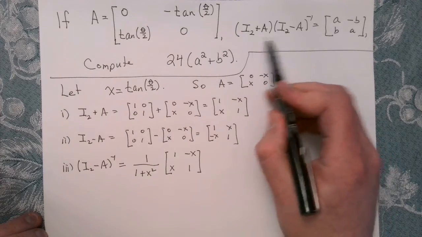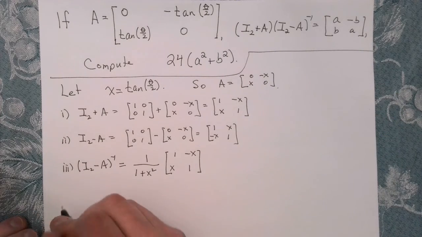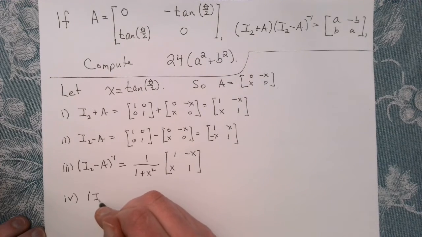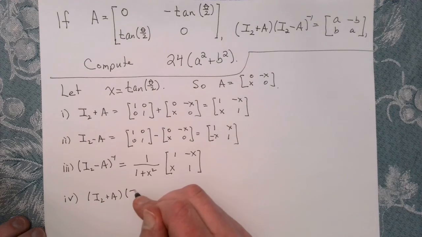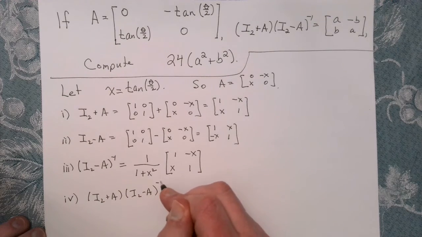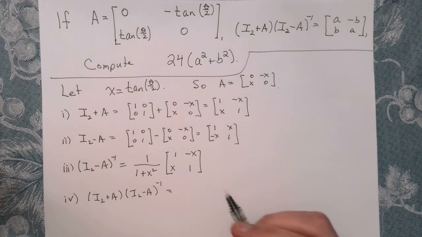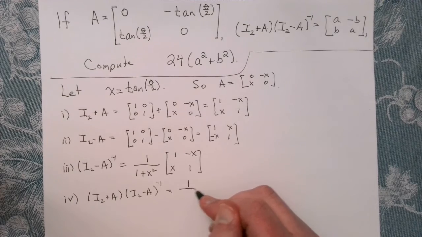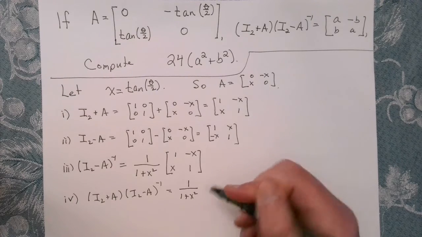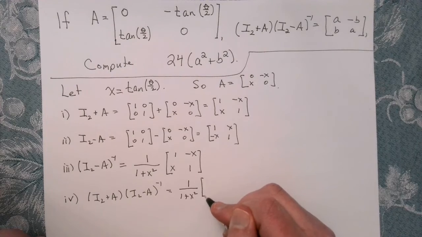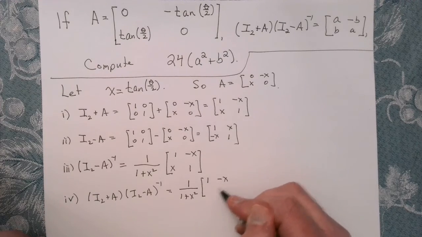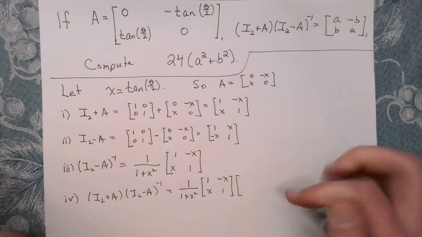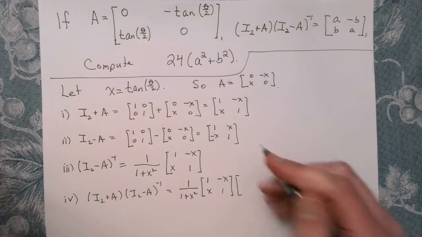So now we want to look at this product. Let's call it 4, why not? So we've got I2 plus A times the quantity I2 minus A inverse. That's equal to, well, this scale factor, we can bring in front and deal with that at the end. That's perfectly fine. Nice property of matrices. So we've got this here, and this here.